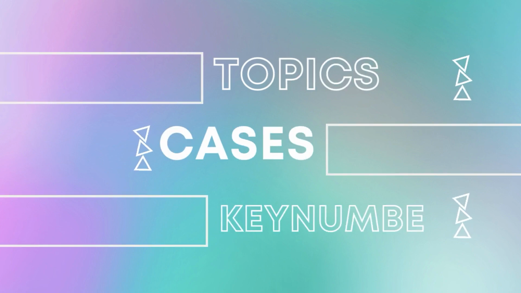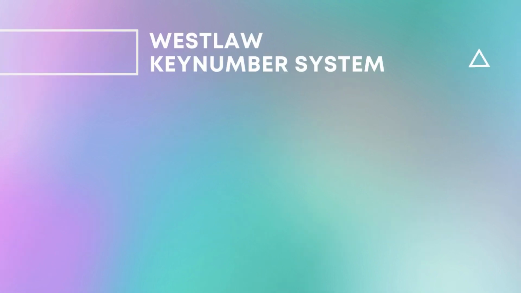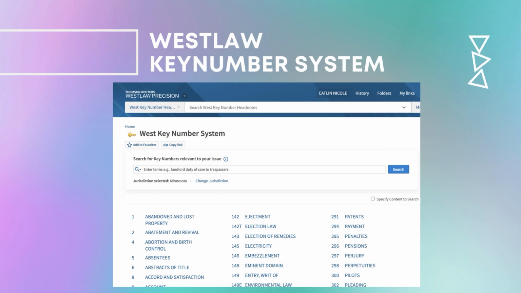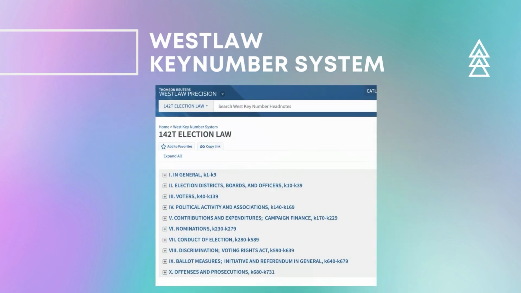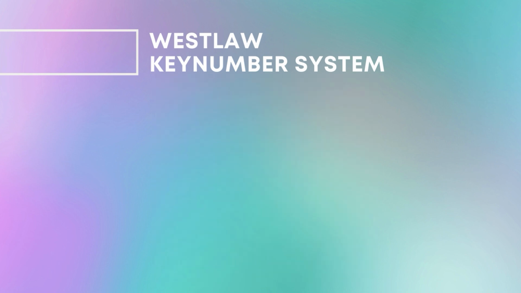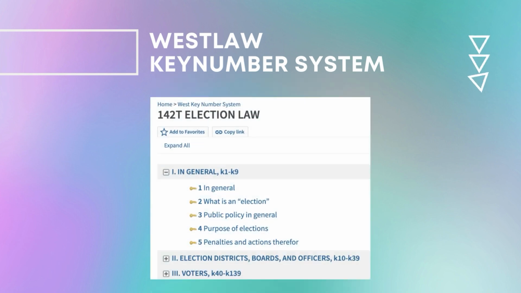The next way to use a case to find other cases is by understanding and using the topic and key number system found in Westlaw and the topic system found in Lexis. Let's start with Westlaw. Like Shepard's in Lexis, the Westlaw key number system is what Westlaw is known for. It is a way of classifying headnotes into very specific topics in order to easily find cases across jurisdictions on specific points of law. Let me show you what I mean.